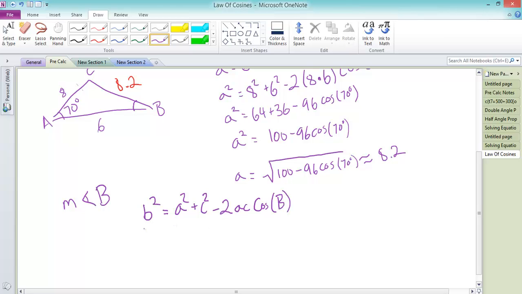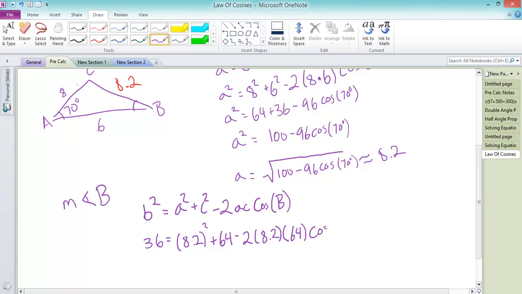Now remember, guys, if we're solving for b squared over here, we'll be taking the cosine of the angle B. And then if you have a squared plus c squared, it's minus 2ac. That's just a pattern that we're going to see. So why don't we start filling in the information that we know. We know b squared is 36 because b is equal to 6. A is 8.2 squared, and we can type that into our calculator in a minute. We know c is equal to 8, so c squared is 64, minus 2 times 8.2 times 8 times the cosine of B.